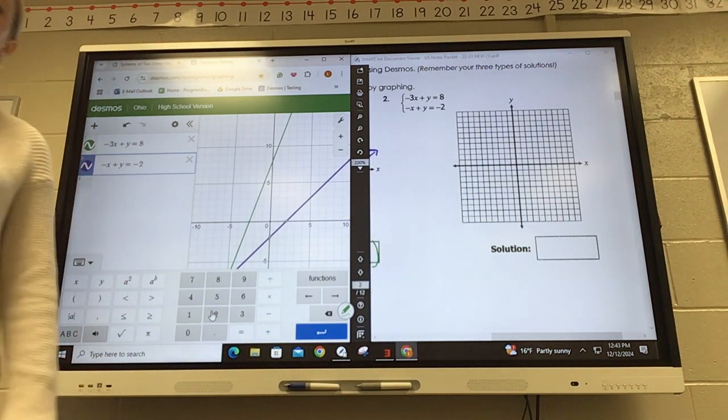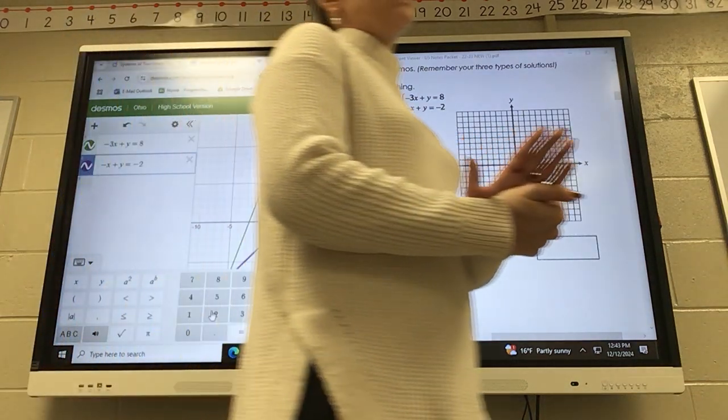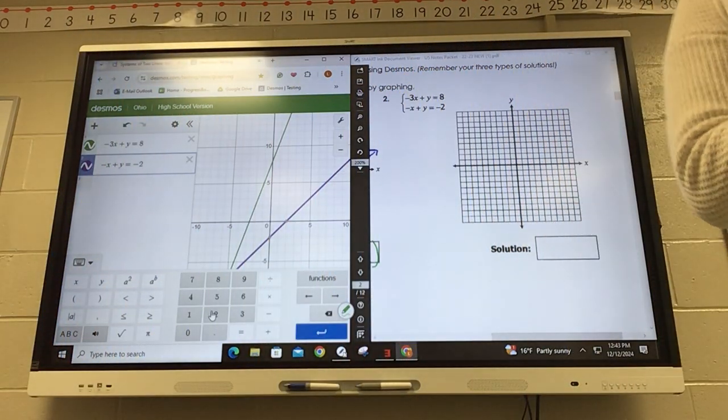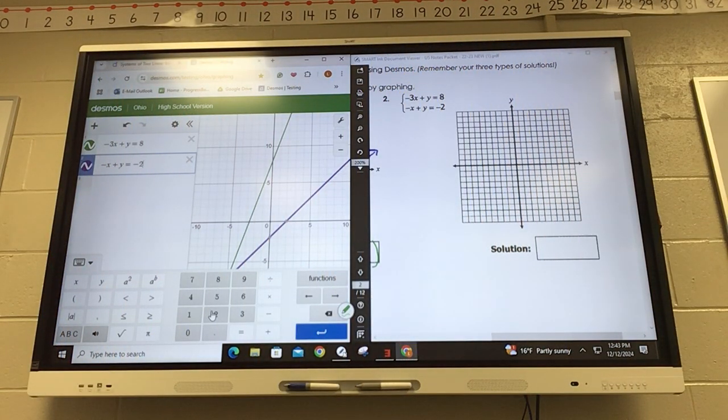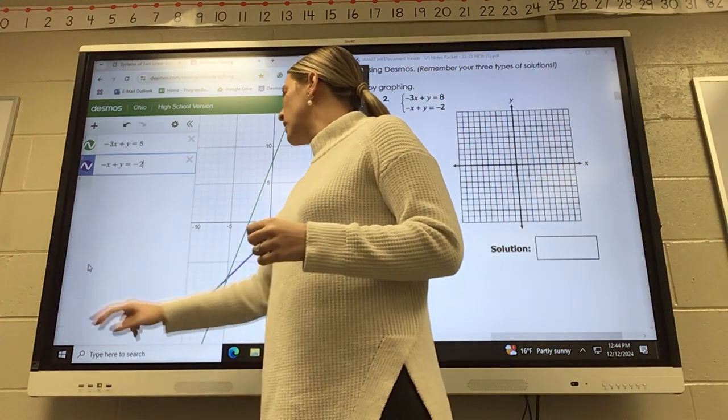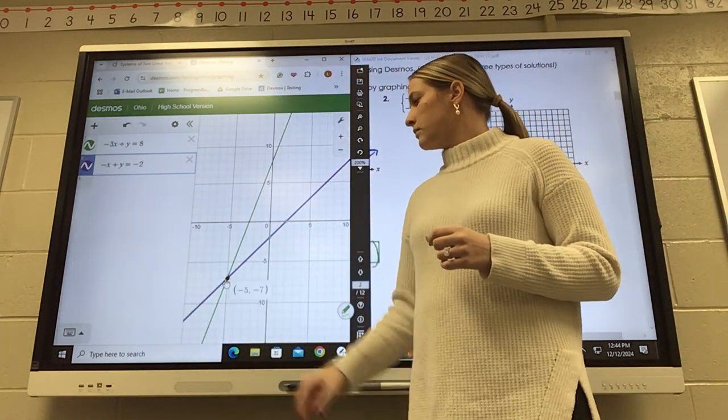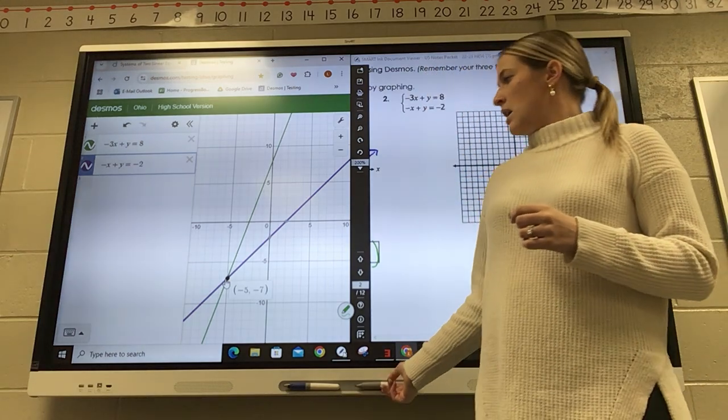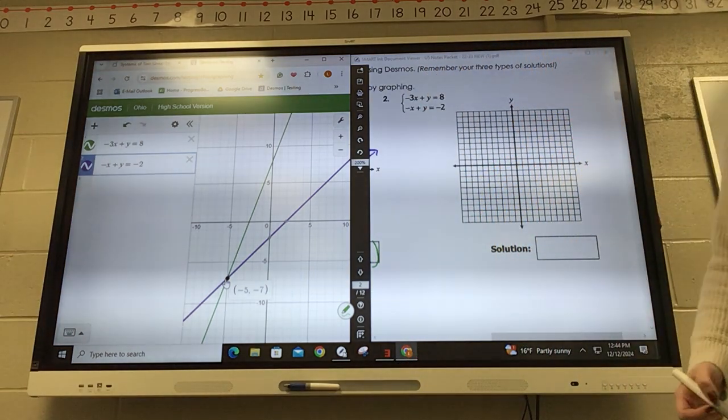Now, the only time Desmos makes a mistake is if you make a mistake. So it's really important that you get all your negatives in there if they're on your equation, and you correctly put in your plus and minus. As long as it looks exactly as it does on your paper, you're good. But if you make a mistake, so does Desmos. All right, so if I'm looking at this picture here, where's my solution? -5, -7. Plot that on your graph first.